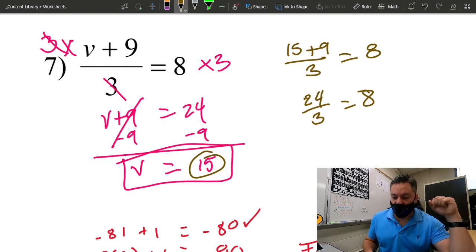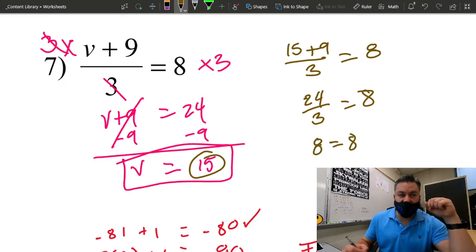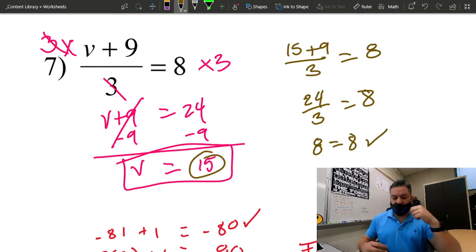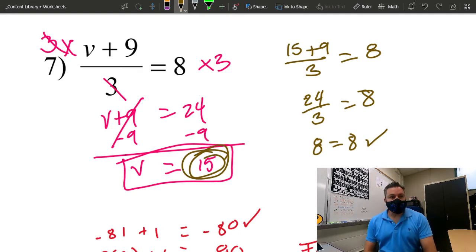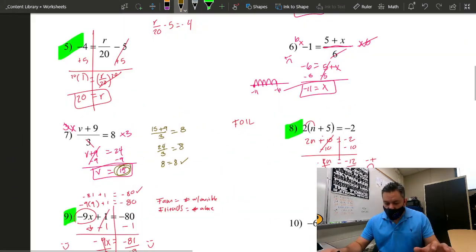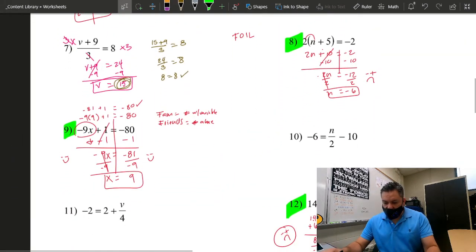24 divided by 3. 8. Is 8 equal to 8? Yes. Then my answer is correct. This is my answer, by the way. That's how you check if you got the answer right. You substitute the value back where the variable is at, and that's it. Let's get a little more complicated. What's next? We already did number 8 and 9 on the previous video. Make sure you check that one out.